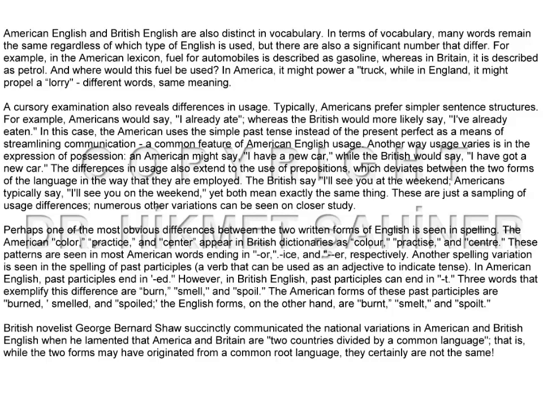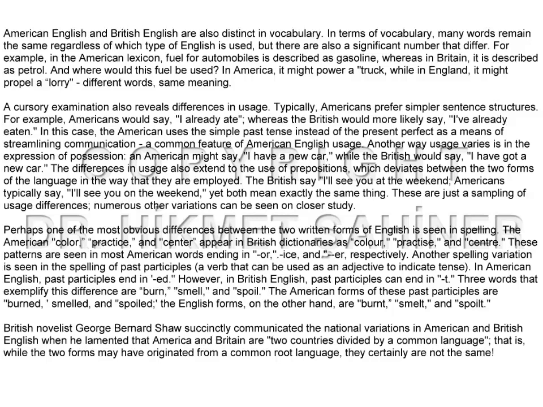American English and British English are also distinct in vocabulary. In terms of vocabulary, many words remain the same regardless of which type of English is used, but there are also a significant number that differ. For example, in the American lexicon, fuel for automobiles is described as gasoline, whereas in Britain it is described as petrol. And where would this fuel be used? In America, it might power a truck, while in England it might propel a lorry. Different words, same meaning.